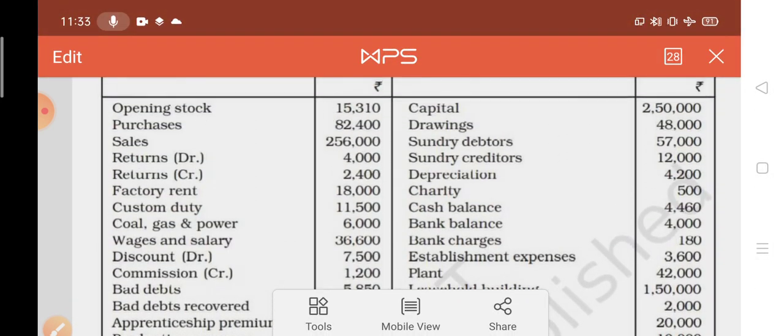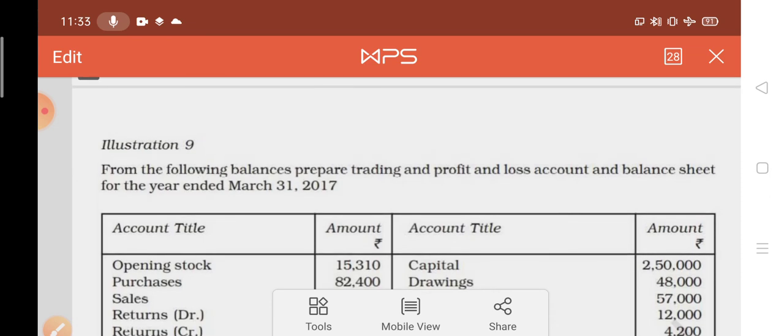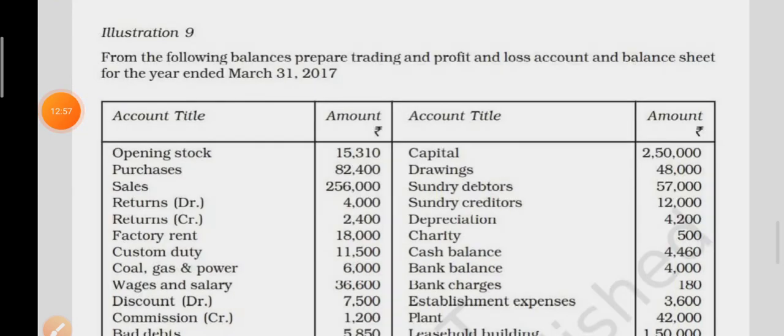Okay, now the next is illustration number 9. Again you have to prepare the trading account, profit and loss account and balance sheet. So children, one more question we will do, and after that you can solve in your fair notebook all the numerical practical problem questions of chapter number 9, and after that this chapter will be completed.